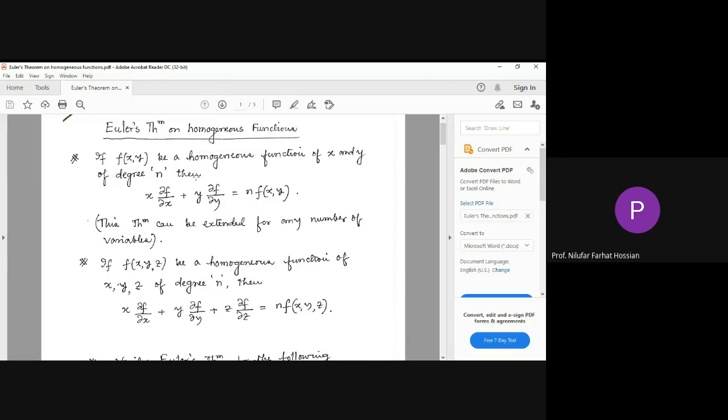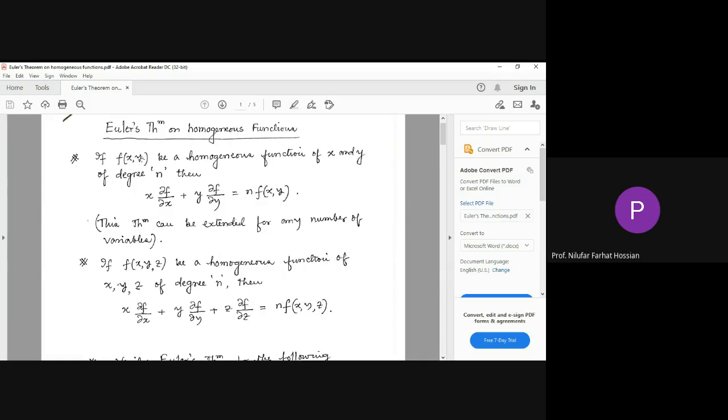In that case, you see there are two variables. The theorem states that x into del f by del x, that means x into partial derivative of f with respect to x, plus y into partial derivative of f with respect to y, will be equal to n into the original function, where n is the degree of this homogeneous function. Okay, so this is our theorem, and this theorem can be extended for any number of variables.